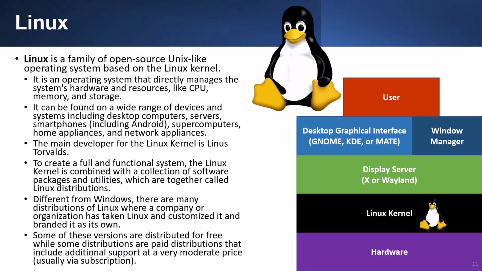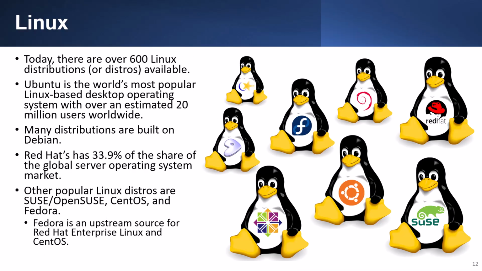To create a full and functional system, the Linux kernel is combined with a collection of software packages and utilities, which together are called Linux distributions. Different from Windows, there are many distributions of Linux where a company or organization has taken Linux and customized it and branded it as its own. Some of these versions are distributed for free, while some distributions are paid distributions that include additional support at a very moderate price, usually via subscription. Today, there are over 600 Linux distributions, or distros, available.